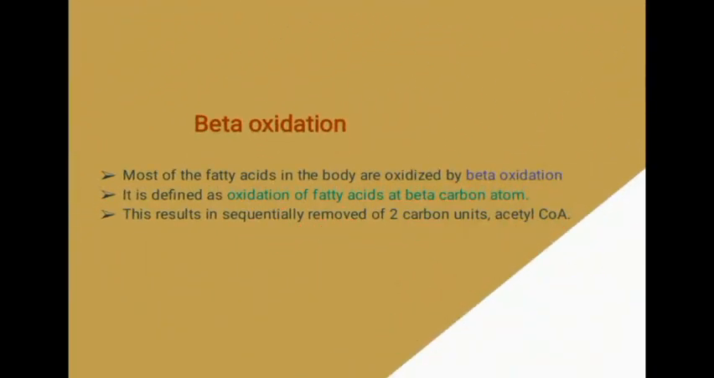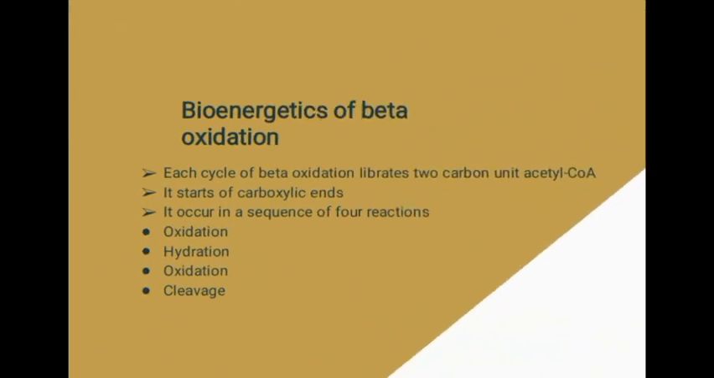Beta oxidation. Most of the fatty acids in the body are oxidized by beta oxidation. It is defined as the oxidation of fatty acids at the beta carbon. It results in the sequential removal of 2 carbon units as acetyl-CoA. Bioenergetics of beta oxidation: each cycle of beta oxidation liberates a 2 carbon unit, acetyl-CoA. It starts at the carboxylic end. It occurs in a sequence of 4 reactions: oxidation, hydration, oxidation and cleavage.